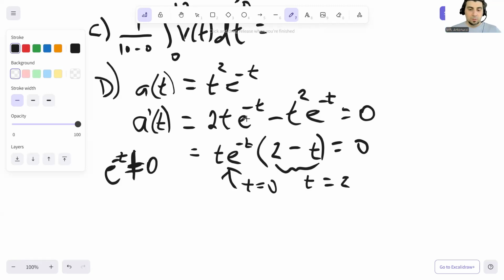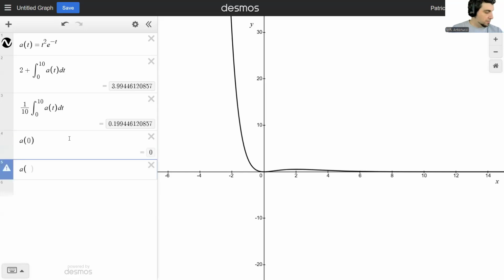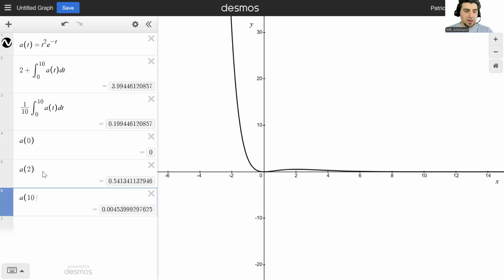Okay, so we have t equals 0, t equals 2, and then t equals 10 is the right endpoint of our closed interval. 0 is not only a critical number, but it's the left endpoint, so we don't really have to check that twice. So here we have our acceleration function, and we're going to test it at a of 0, which is 0, a of 2, and a of 10. And clearly you could see that at 2 seconds, the maximum acceleration is 0.541. So that is 0.541 meters per second squared.